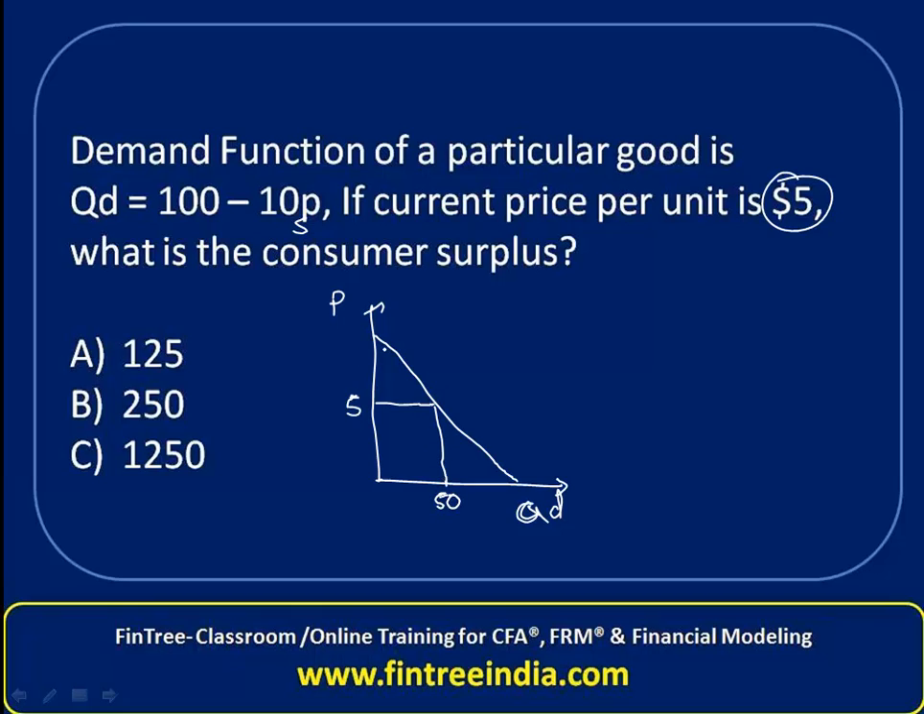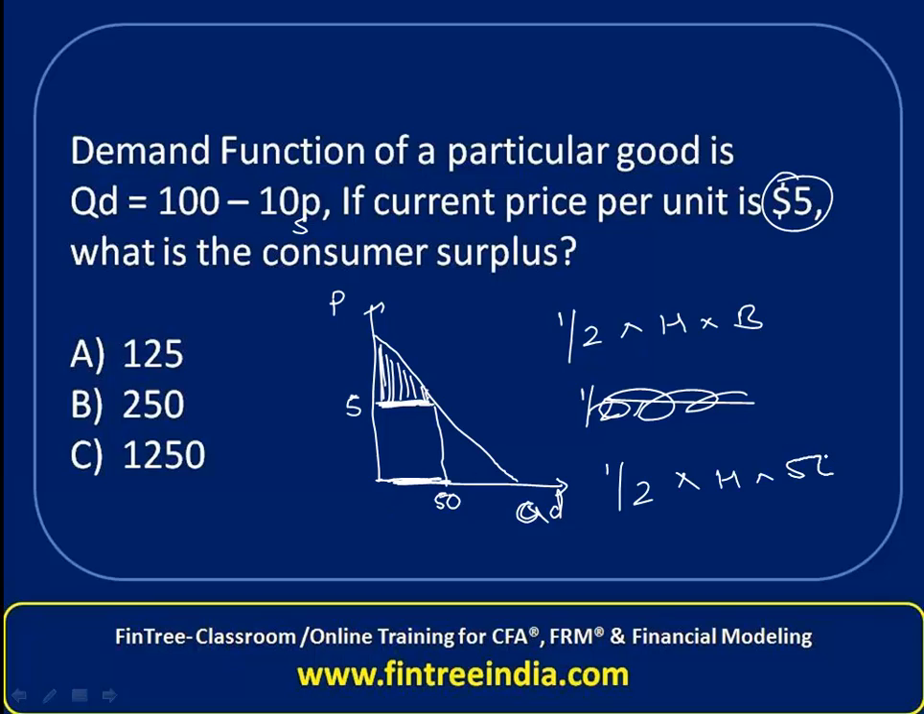What we know is that consumer surplus is actually the area of this particular triangle, right? And how do we calculate the area of a triangle? 1/2 into the height into the base of the triangle. We already have the base, because the base of this triangle has to be this region, and this region is nothing but the quantity demanded, which is 50.